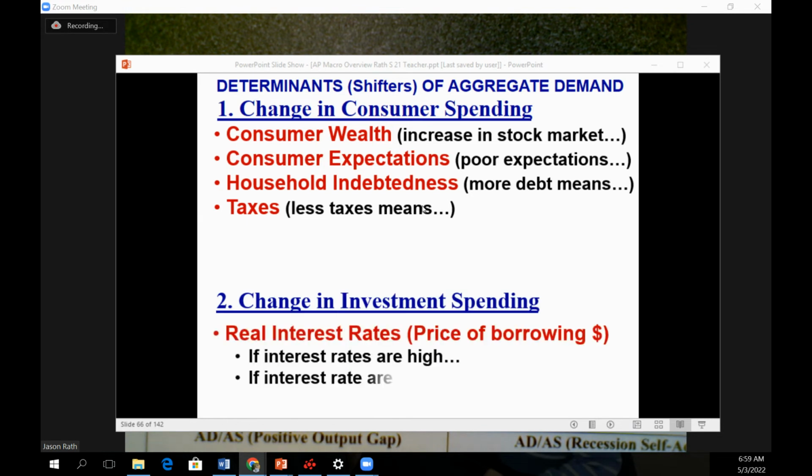Then you got investment spending. Real interest rates, price of borrowing money. If real interest rates are high, if real interest rates are low, that's going to, again, impact whether or not people want to investment spend. If you remember, if the real interest rate's low, people are going to want to investment spend. If they're high, they're not going to.